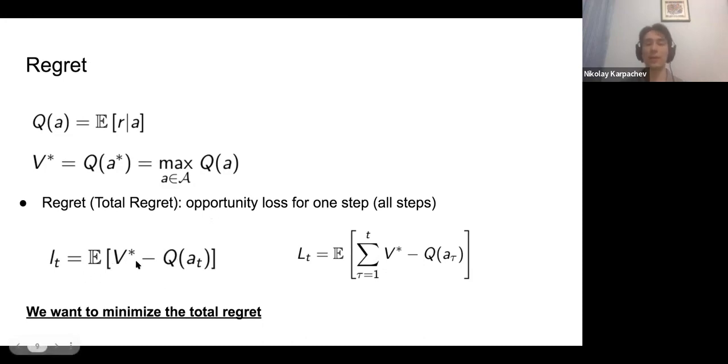And it's V star minus Q of A_t, where A_t is the machine that we have chosen at this step t. And we want to minimize the total regret. So we sum over all steps that we have done. And for each step, we take the difference between what we've achieved and the ideal. And hopefully, either the difference will be small, that means that we've estimated good machines, or we'll quickly converge to the best machine, and that means that we will know what to do next. So we want to minimize the total regret. This is our main metric.